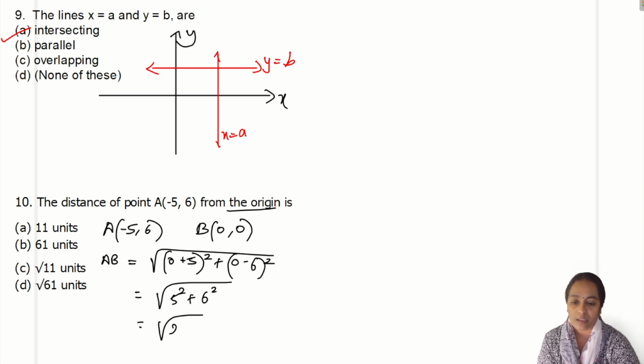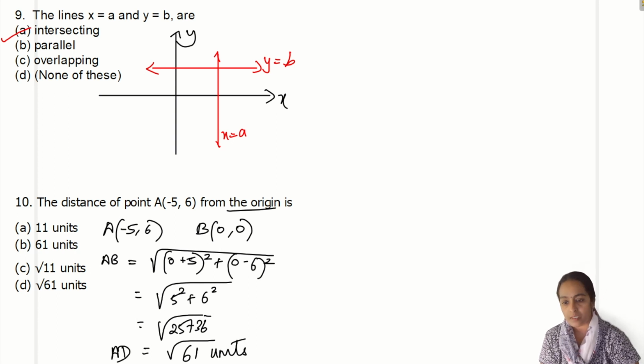It's going to be 25 plus 36, which is 61. Square root of 61 units. It's a distance, so it could be any units, centimeter, meter, anything. So the distance is square root of 61 units, which is option D. Option D is the correct answer, square root of 61 units. Let's go to the next question.